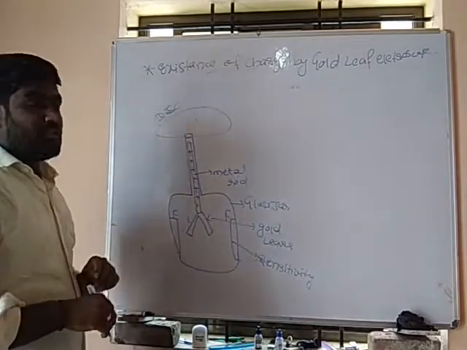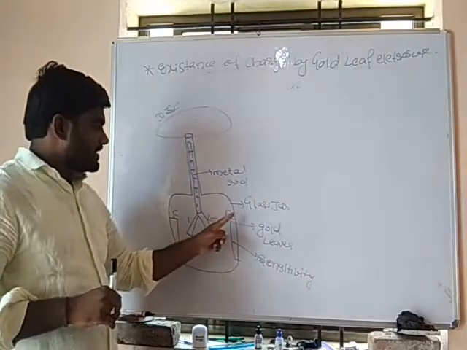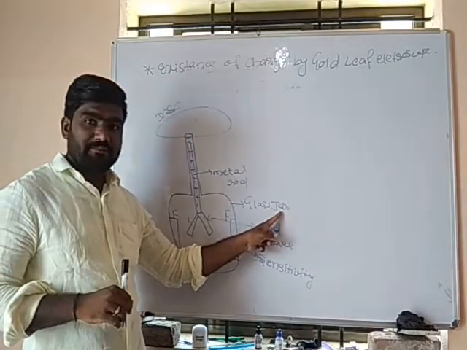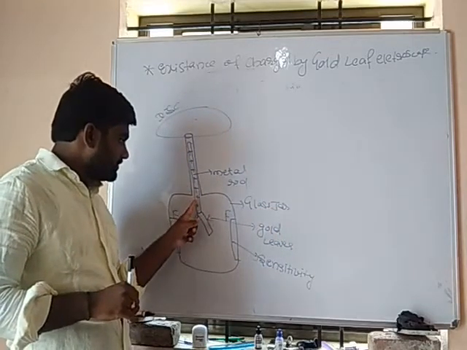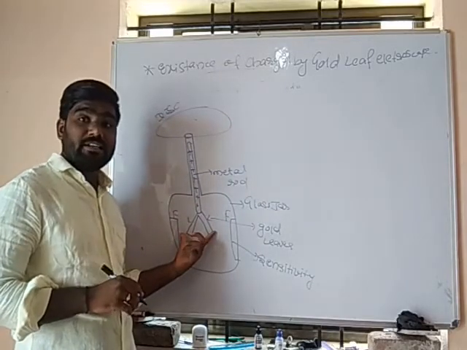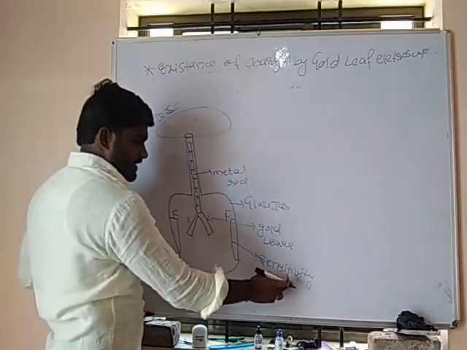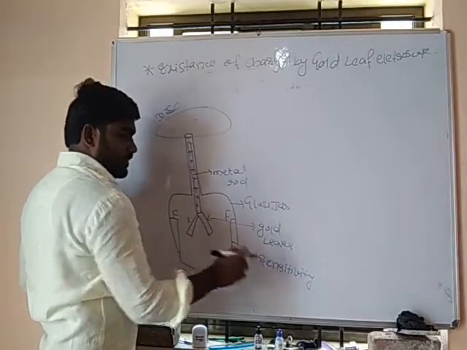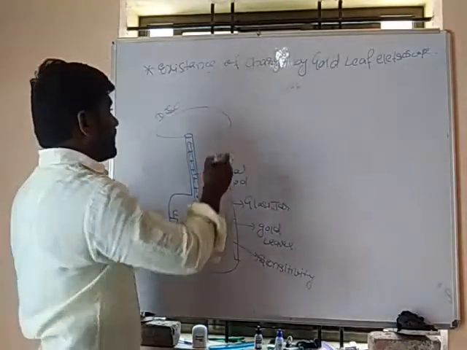Okay. So construction: the Goldleaf electroscope consists of a glass jar. Inside the glass jar we keep a metal rod. To the end of the metal rod we attach gold leaves, and F is the sensitive material to improve the sensitivity of the apparatus.